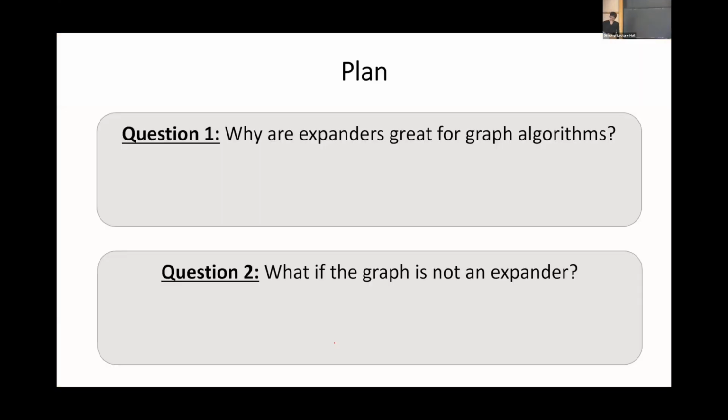And the plan is this. I would like to try to answer 2 questions. First, I want to convince you that, at least if the graph is the expander or weak expander that I mentioned, then you have fast graph algorithms on expanders. And the next thing is, what if the graph itself is not an expander, it's just some arbitrary graph? What do we do? How do people deal with that?